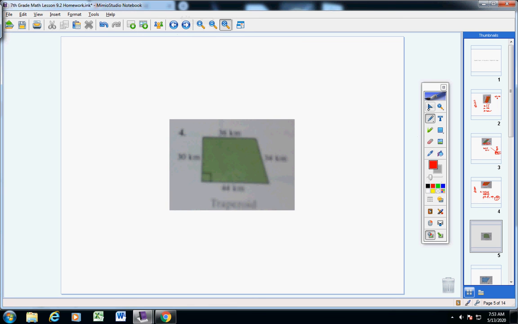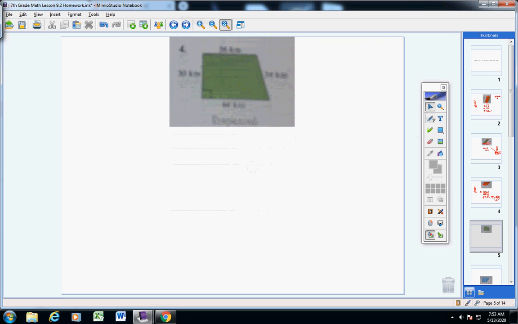Okay, so number 4, a little blurry, but we'll be okay. All right, so guys, looking in my book here, one base is 44, the other base is 36, and my height is 30. Now, if some of you were confused whether to use this for your height or to use this for your height, remember, the height must be a line drawn between the two bases so that it's perpendicular to one of the bases, okay? So this is my height right here.